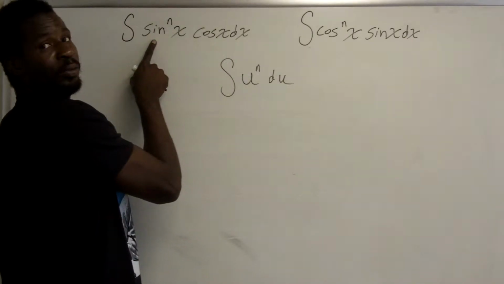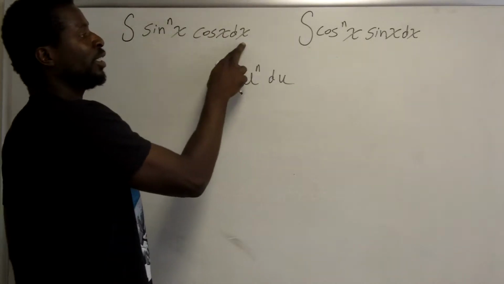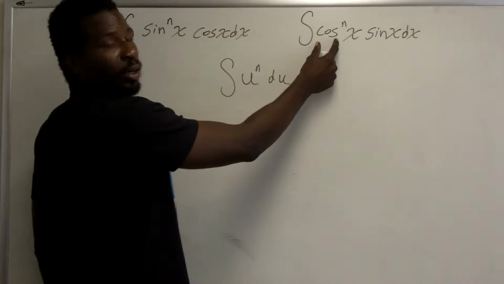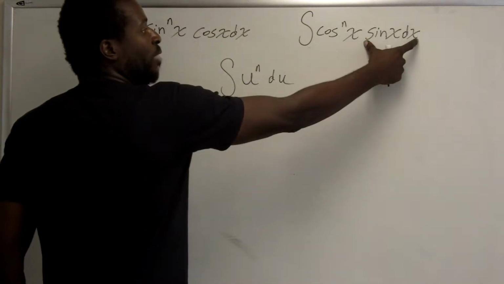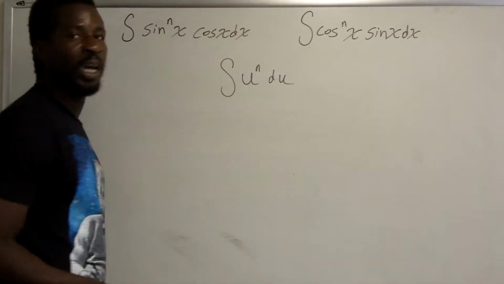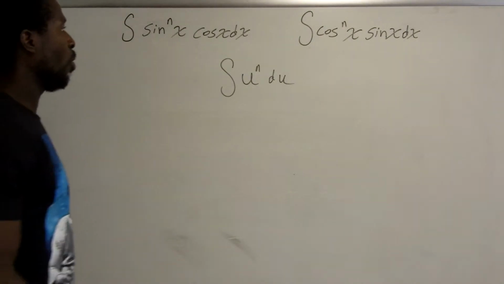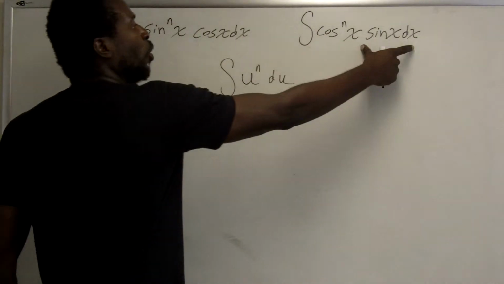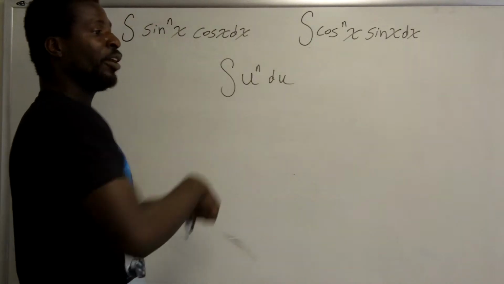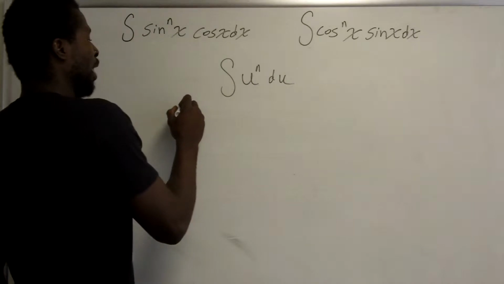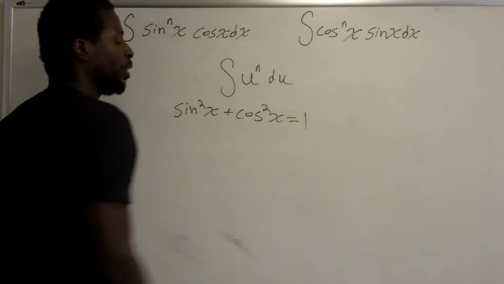So if u is the sine of x, then du would be the cosine of x dx. And if u is equal to the cosine of x, then du would be negative sine of x dx. So that's why we have to have that single factor of either sine or cosine in order to do this. And once we achieve that, we're going to turn all the other factors of cosine or sine into the other trig function by using the Pythagorean identity. Sine squared of x plus cosine squared of x is equal to 1.